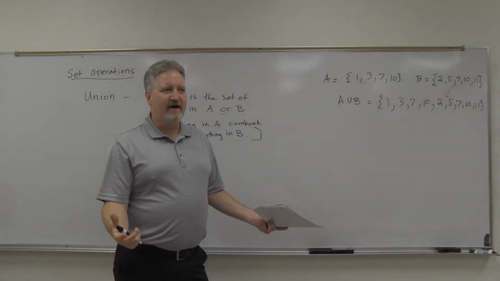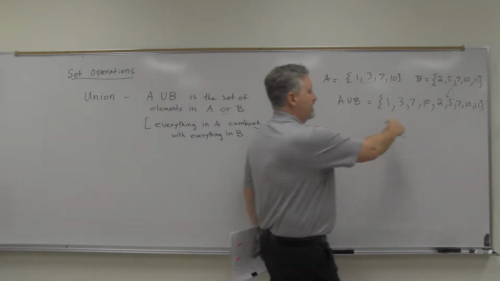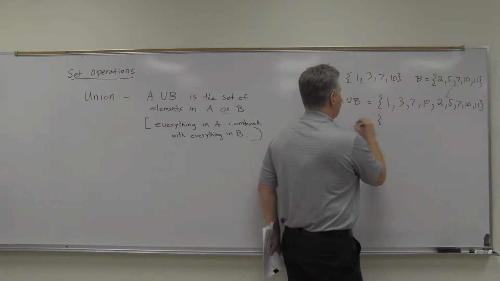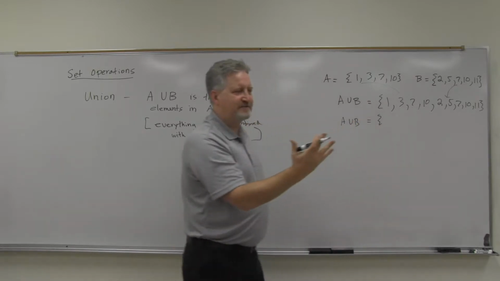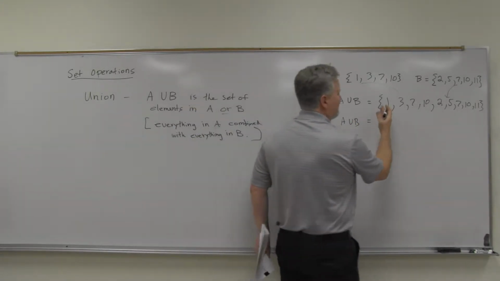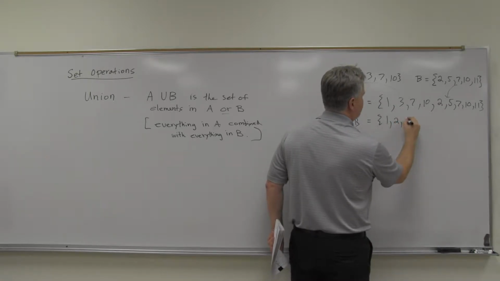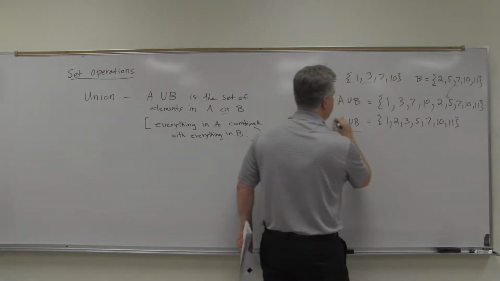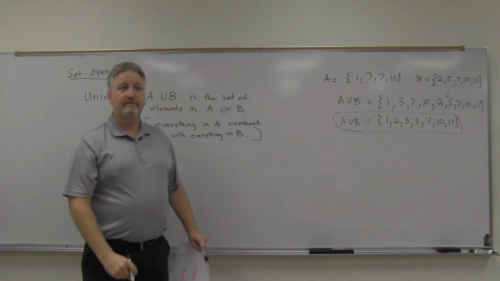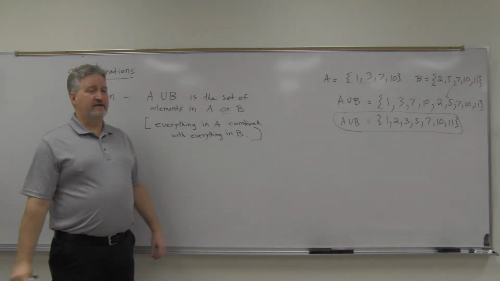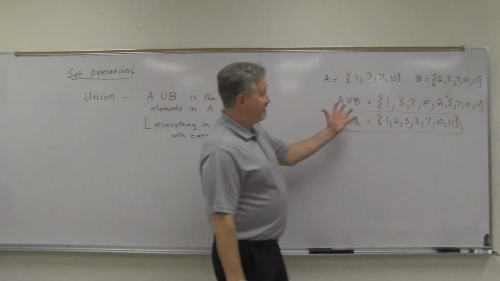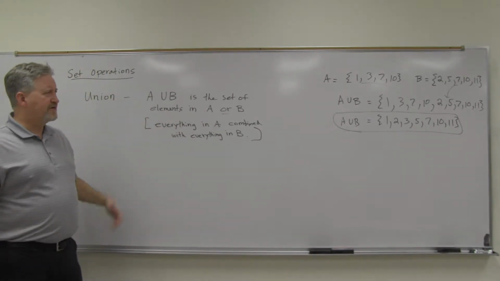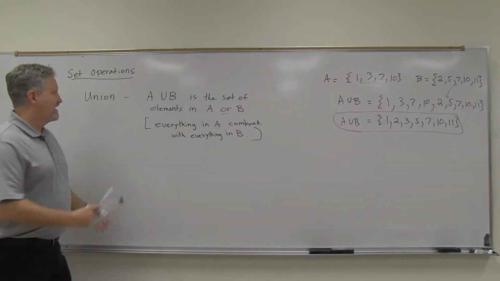However, that's probably not the way we'd write it, right? For one thing, I don't need to write things twice because in sets, duplications don't matter. And then also, we probably put them in order. We usually like things in order, most of us anyway. So we'd say it's 1, 2, 3, 5, 7, 10, 11, which would be probably the best way to write that. With me? Technically the other is okay, but we would probably prefer this. So that's the union. Everything in one combined with everything in the other.